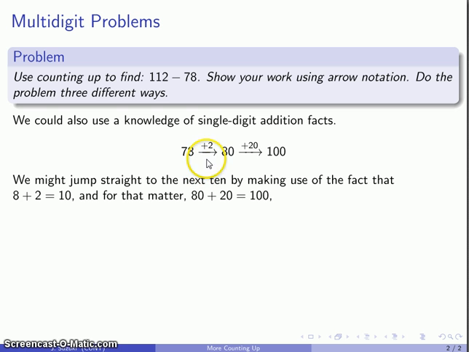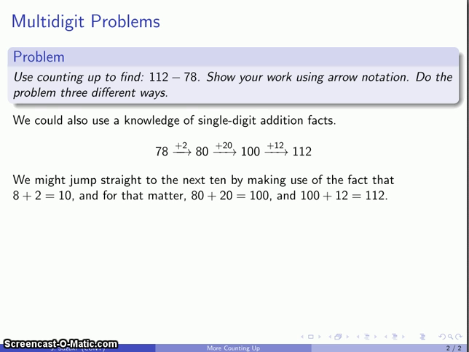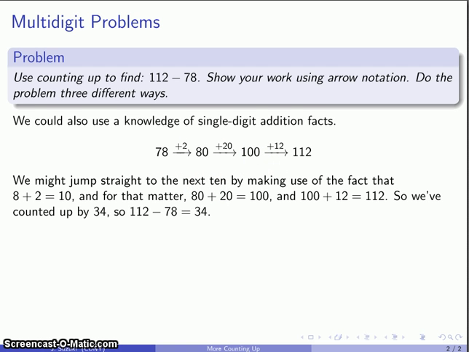So I've gone up by 2 to 80, by 20 to 100, and then my last step, I want to get to 112, so I'll go up by 12 more, and that takes me to my target number, and altogether I've gone up by 2, 20, 12, which is 34. And so I've counted up by 34 again, and so 112 minus 78 is going to be equal to 34.